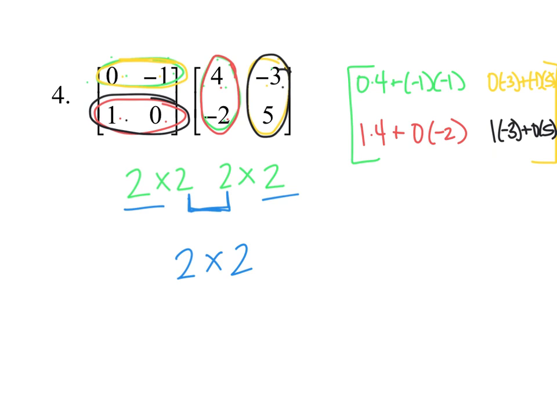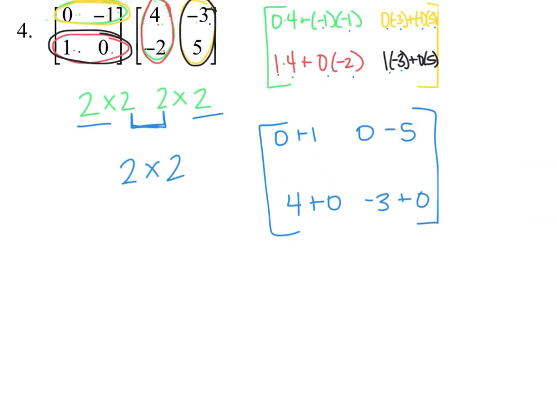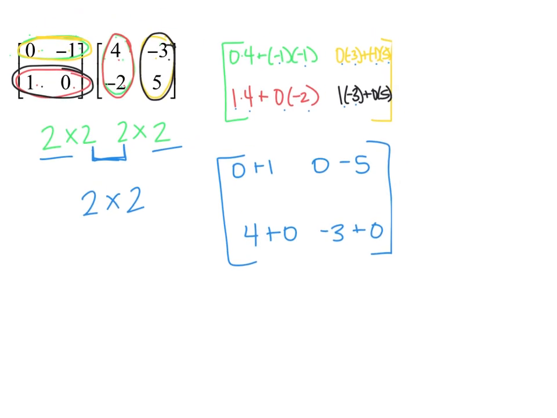We can simplify that. 0 times 4, of course, gives us 0. Negative 1 times negative 2 is a positive 2. 0 times negative 3 gives us 0. Negative 1 times 5 is negative 5. 1 times 4 is 4. 0 times negative 2 is 0. And then 1 times negative 3 is negative 3. 0 times 5 is 0. So our final matrix is going to be 0, negative 5, 4, and negative 3.